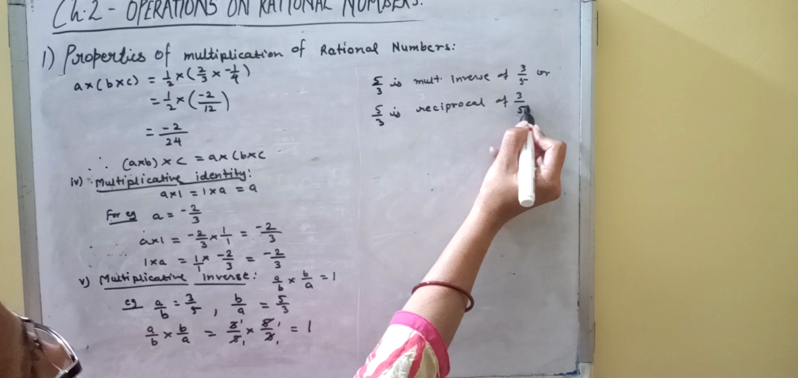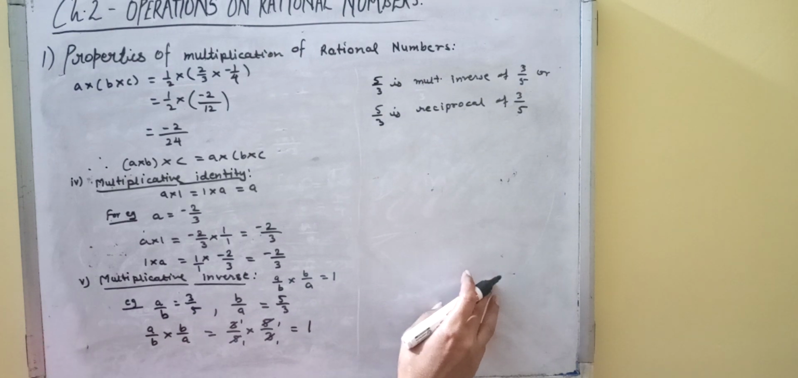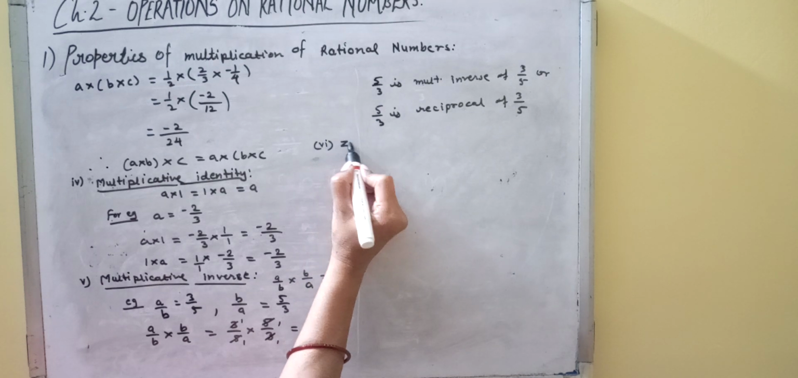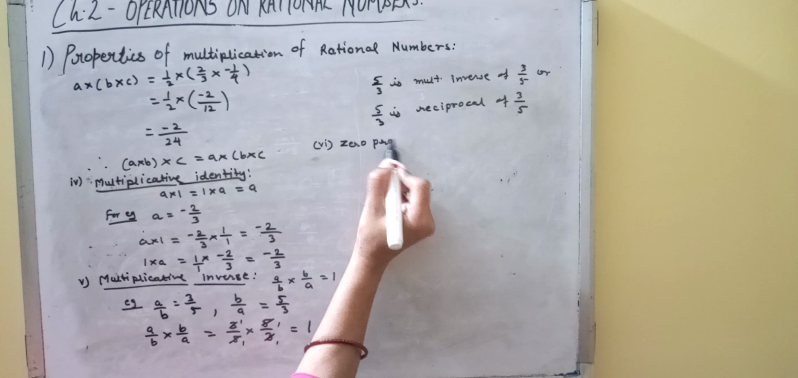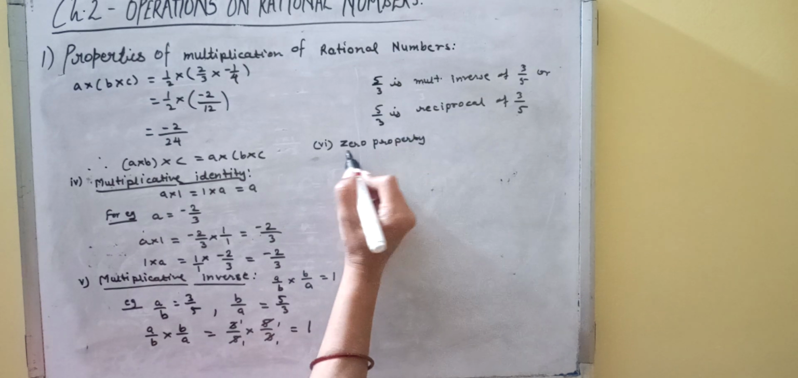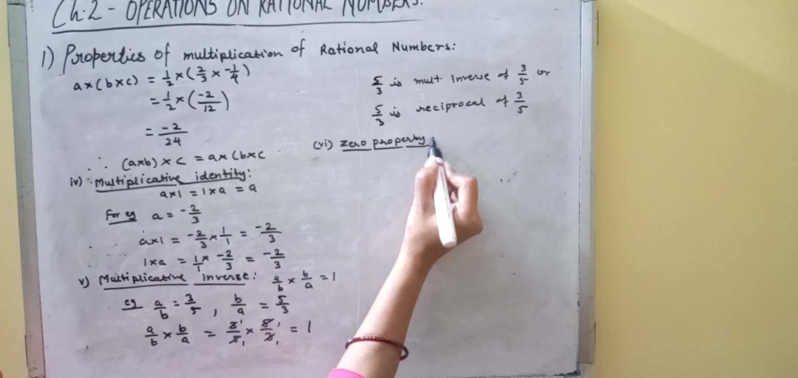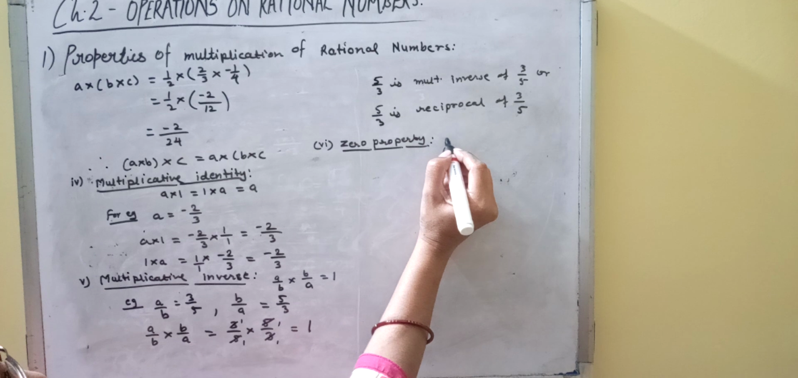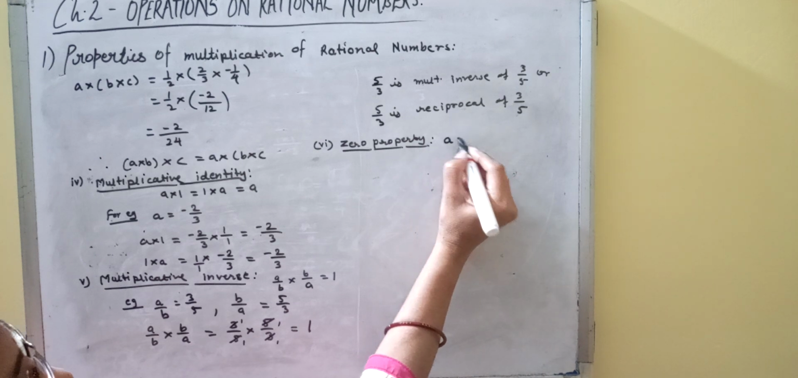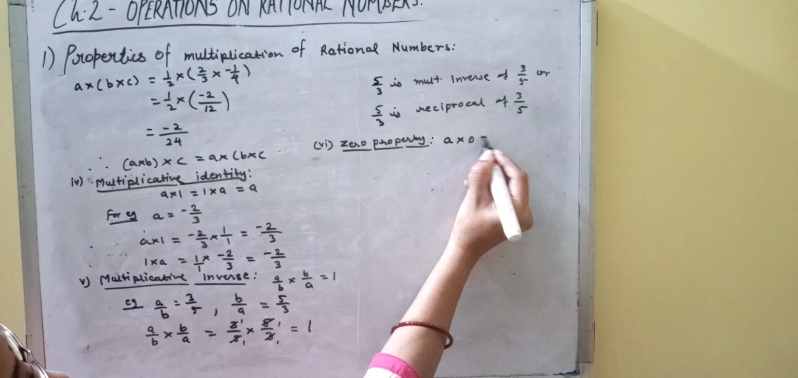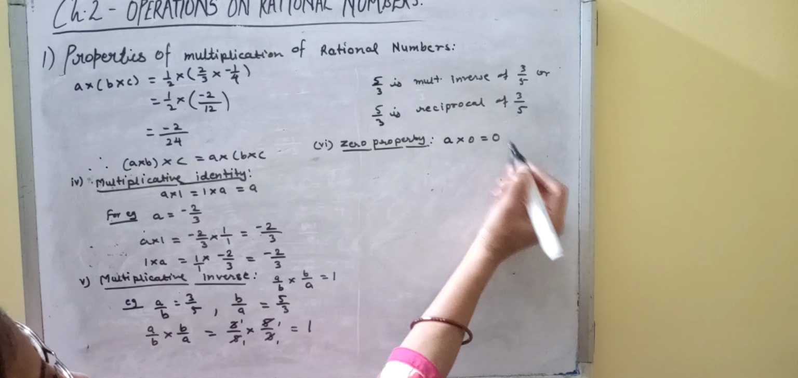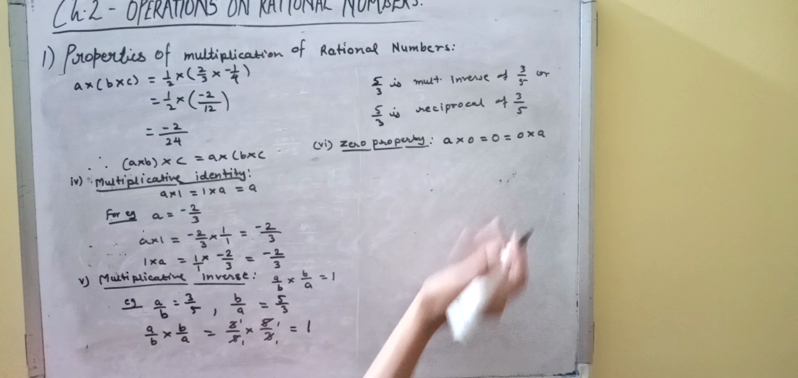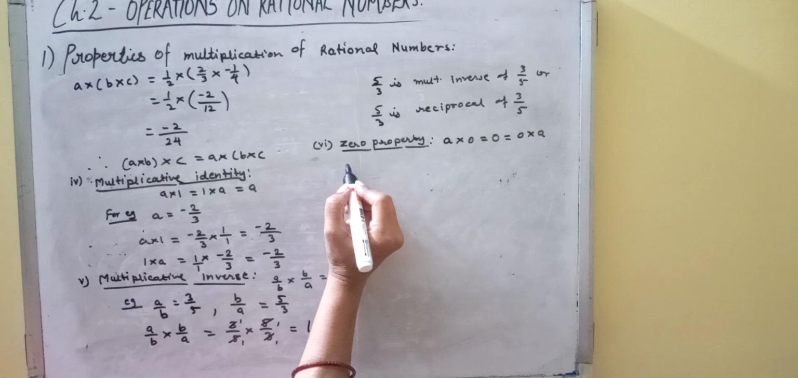Now come to the next property, that is the 6th property, the 0 property. When we multiply any rational number by 0, we will get 0. So if a is any rational number, then multiplying it by 0 gives 0, or a into 0 equals 0 into a. Now we verify this property.